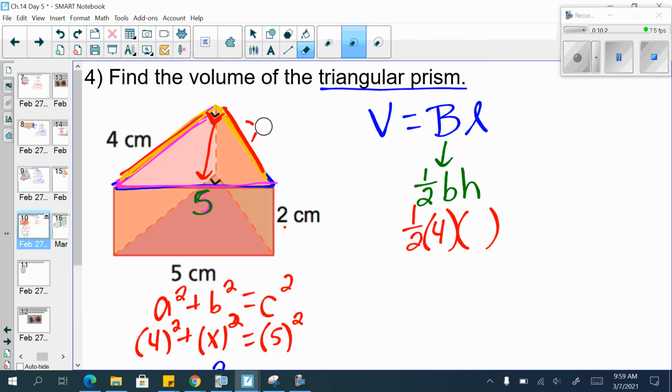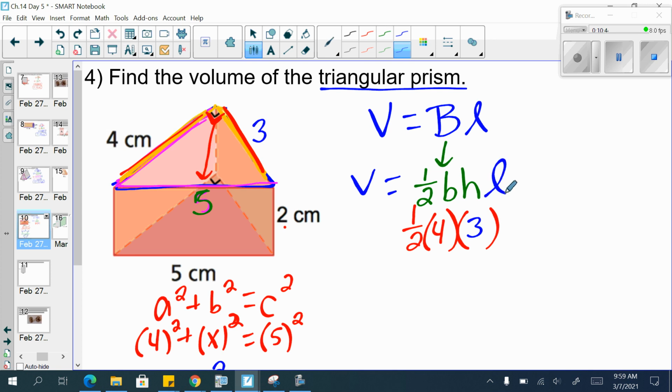Some of you might have known that without even doing the math. You might remember that 3, 4, 5 is what we call a Pythagorean triple. Okay, so anyway, now we can fill in this number. We know the height is going to be 3. So let's go ahead and find just the area of the base first. We're later going to have to multiply it by the height of the figure.